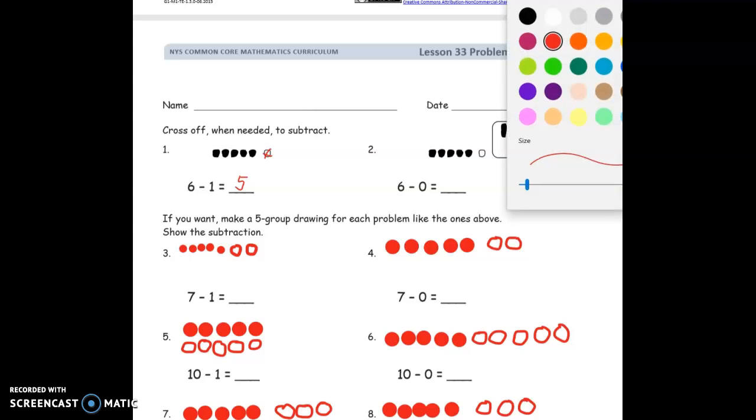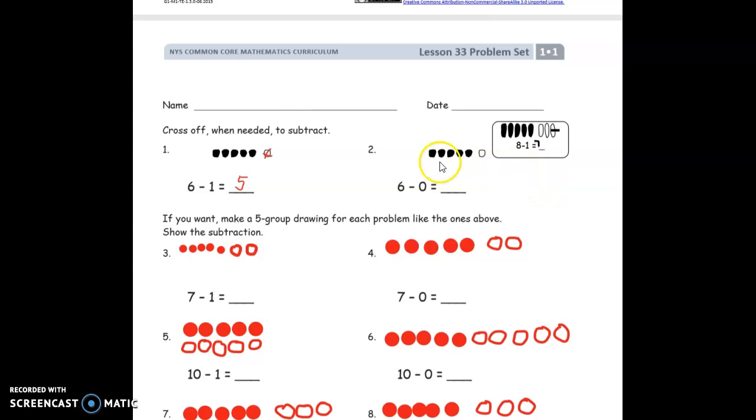Number 2, 6 subtract 0. Here's our 5 group and another one. That's 5, 6. We are taking away how many? Yes, we're taking away 0. We don't need to cross any out. So how many dots do we have? Correct. We have 6.